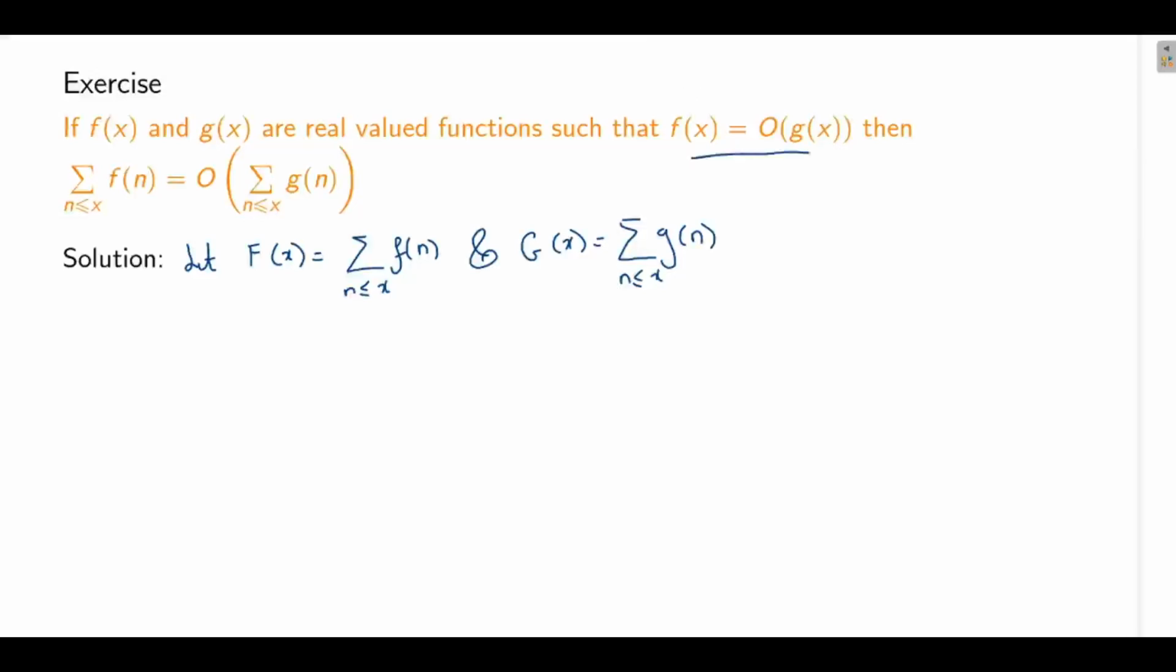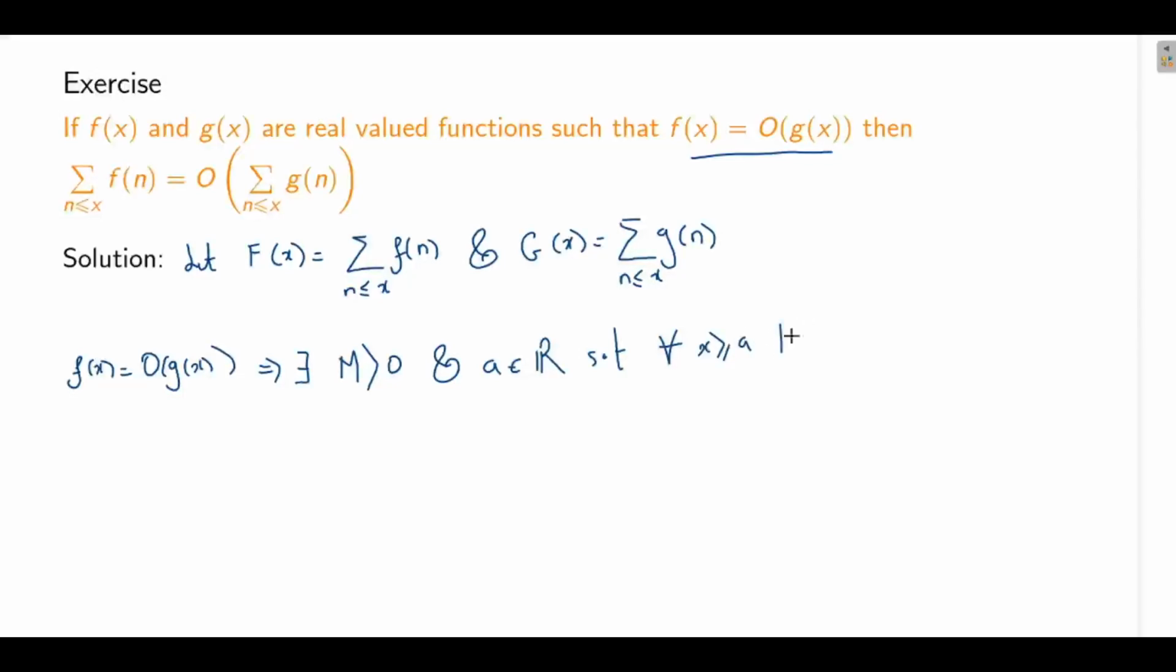Now I know that f of x is big O of g of x. So what does this mean? So f of x is big O of g of x means that there exists some m positive and some a in R such that for every x greater than or equal to a, mod of f of x is less than or equal to m times g of x. This is what it means. Let us take this as m prime. Okay, so we'll call this m prime.